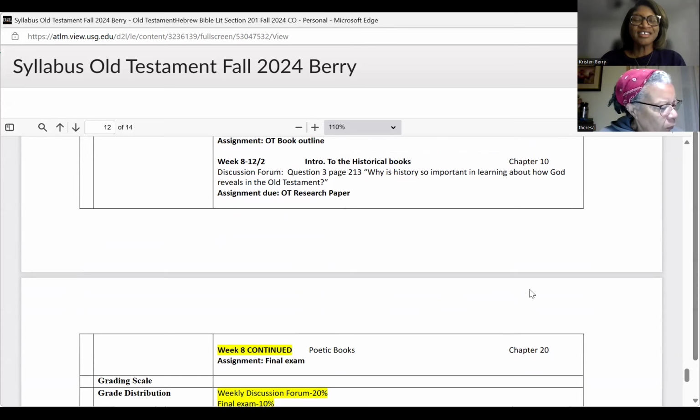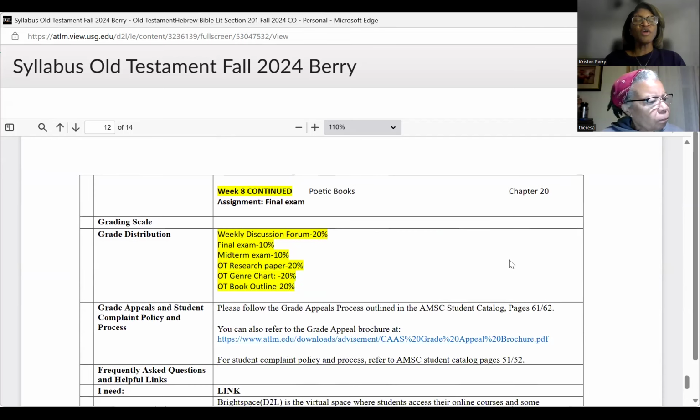All right, so let's go over how the grade will be distributed. Your weekly discussion forums will be 20%, the final exam 10%, and the midterm exam 10%. You have a research paper that will be 20%. Your Old Testament genre chart will be 20%, and the Old Testament book outline will be 20%. For each assignment, the directions will be located for you in the assignment.